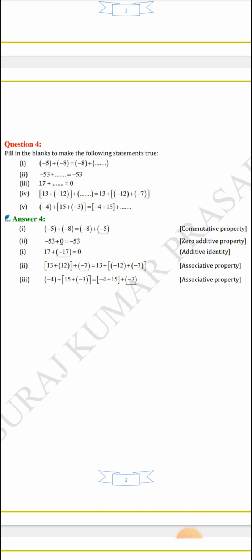And fifth one, minus 4 plus, in the bracket, 15 plus minus 3, and on the other side, in the bracket, minus 4 plus 15 plus blank. Here minus 4 is given on both sides and 15 is given. The remaining is minus 3. This also belongs to a property, the associative property.